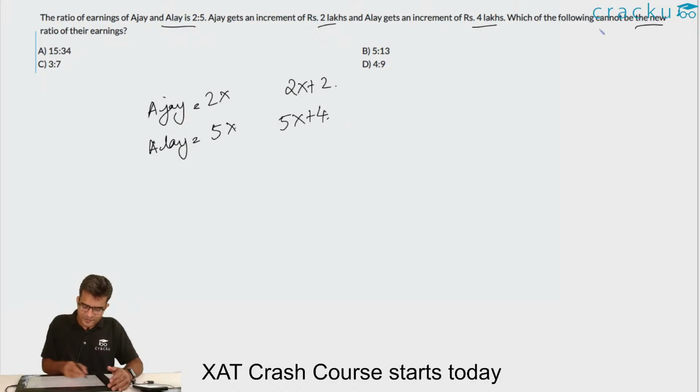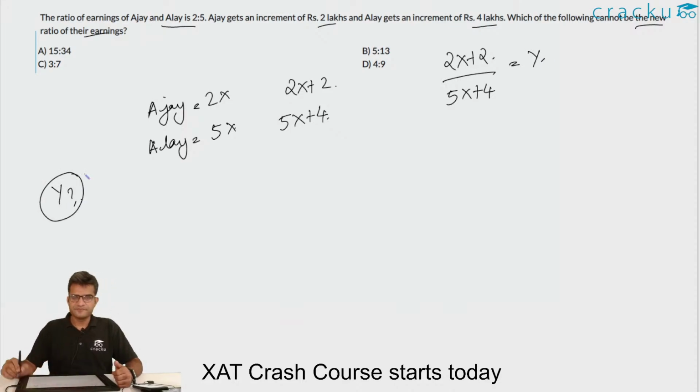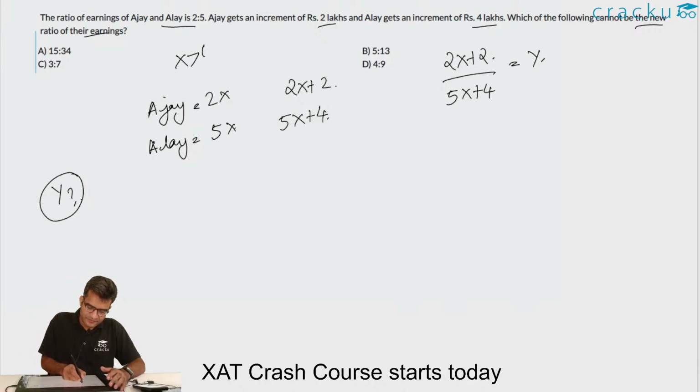Which of the following cannot be the new ratio of their earnings? So what is the new ratio of their earnings? That will be (2x plus 2) divided by (5x plus 4). Let this be equal to y. So what are the values that y can take? In these kind of questions, the easiest way to do it is by expressing x in terms of y, and we know that x is greater than 0.